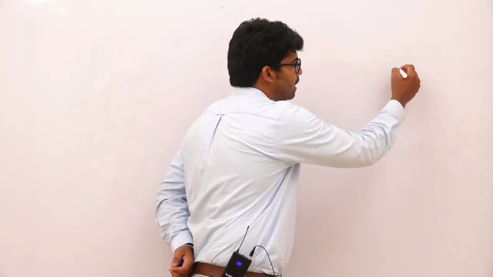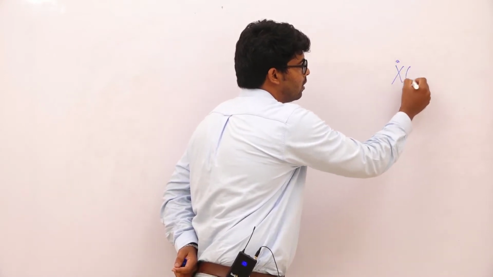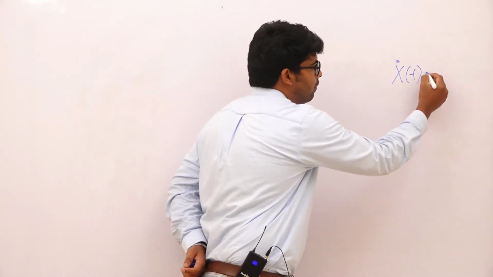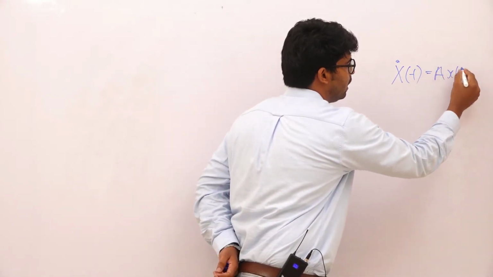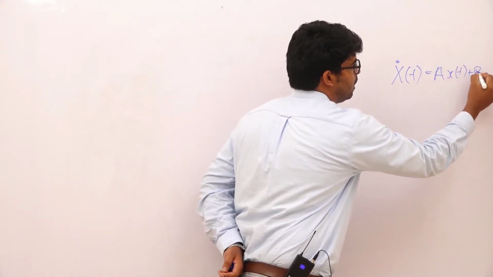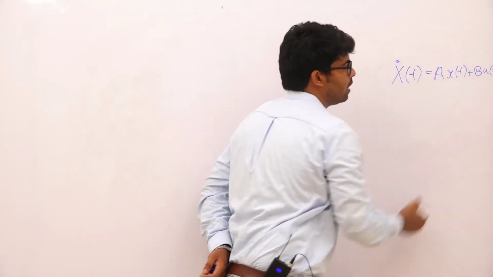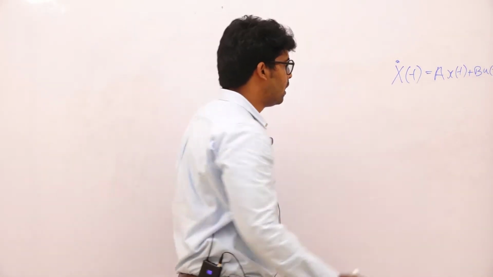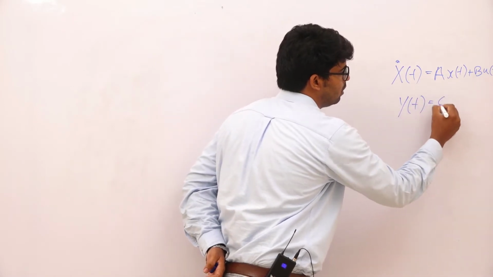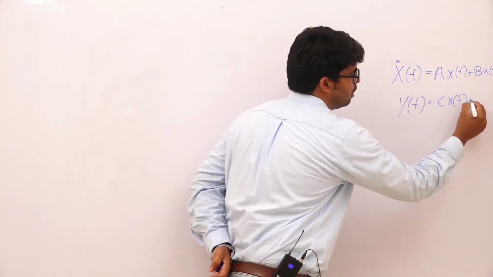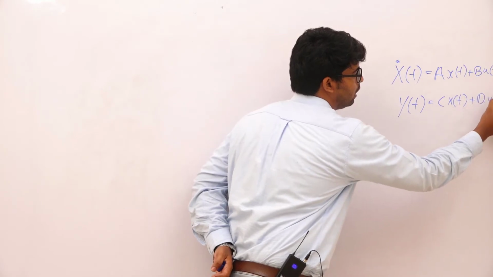So in that view, in the last class, we dealt with the state space representation, that is x dot of t, the first order derivative, equal to A matrix into x of t plus B u of t. This is the state equation, and the output equation we have y of t equal to C x of t plus D u of t.